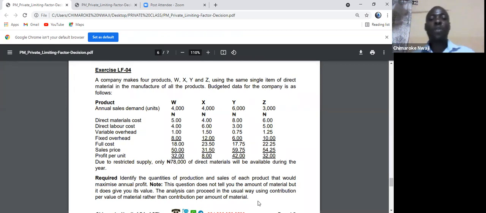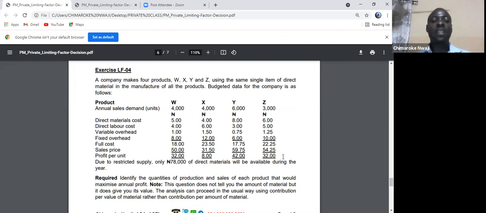But take a look at this one. A company makes 4 products, W, X, Y, and Z, using the same single item of direct material in the manufacture of all the products. Budgeted data for the company is as follows. We have the products all spread out for us. Annual sales demand as usual: 4,000, 4,000, 6,000, 3,000. That's fine. Now look at the costs. And remember, we are using absorption costing. We have a full cost, we have our selling price, and we have our profit here.